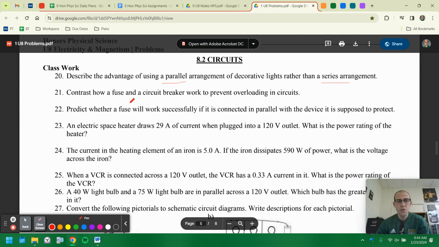Contrast how a fuse and circuit breaker work to prevent overloading circuits. A fuse is a little device with a filament inside, and when the current coming through gets too strong, that current gets too hot and it burns up and breaks. So it's no longer able to let anything through. It's a gap. A circuit breaker deals with a magnet, and the switch is going to flip as soon as the current is too strong because it has this magnetic field.